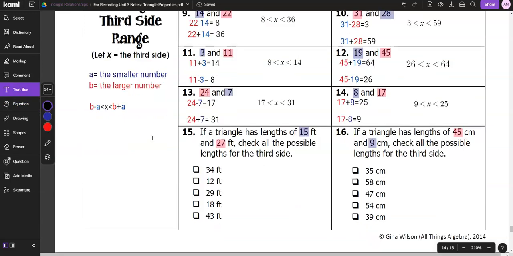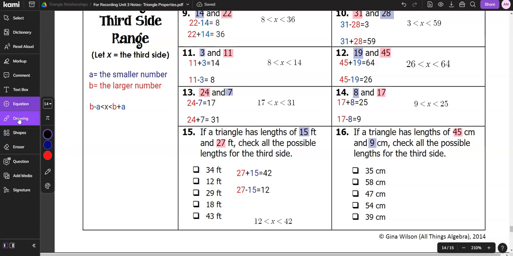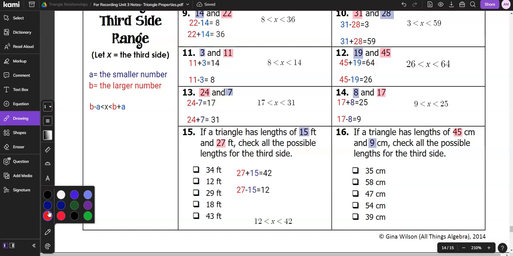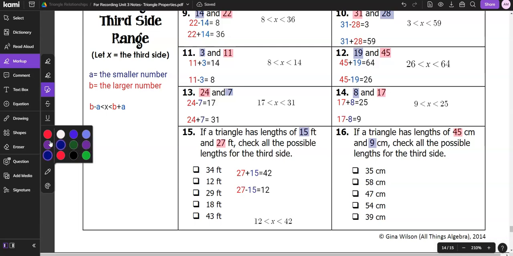All right, now even though these last two are going to be word problems, it's the same process. So number 15 says, if a triangle has lengths of 15 feet and 27 feet, check all the possible lengths for the third side. All right, so given this list of different lengths, we want to see which ones do meet the requirements. I can use an X, I can use whatever I want. So I'm going to highlight the ones that are correct.